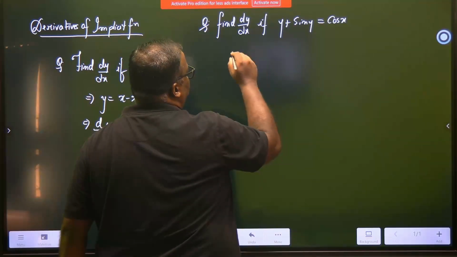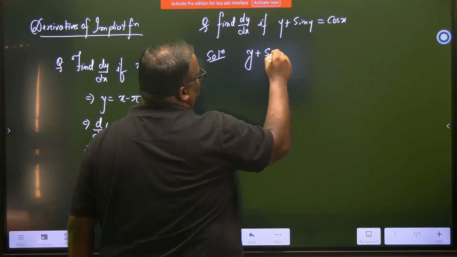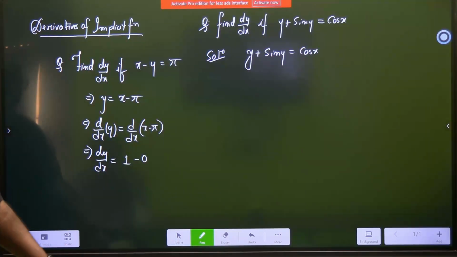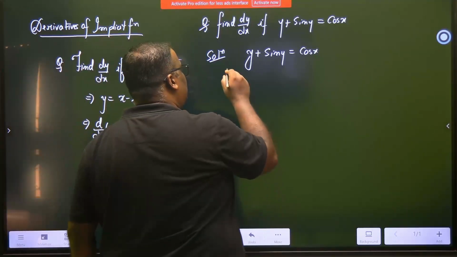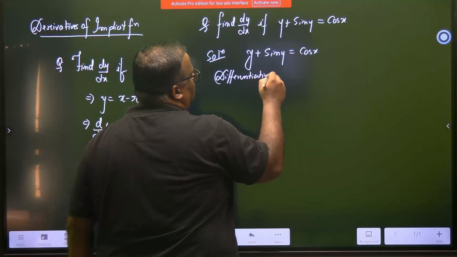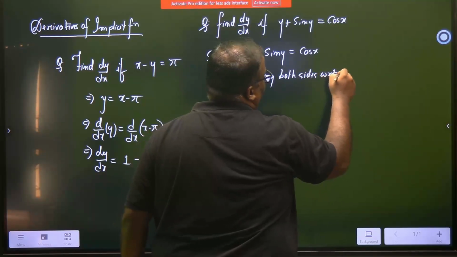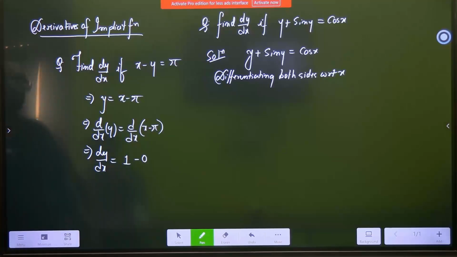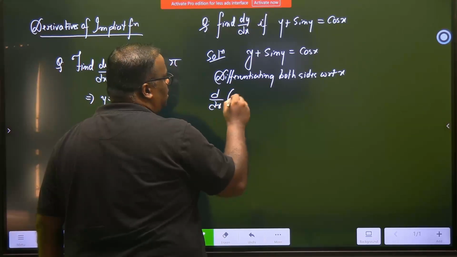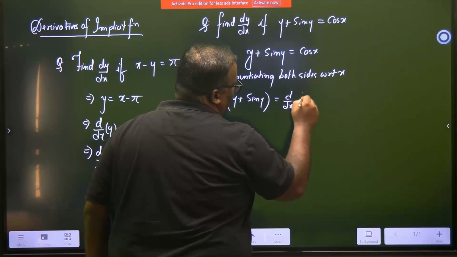So our solution would be, and your knowledge of chain rule will also be used: y plus sin y is equal to cos x. Did you understand this step? Same thing. Now we write, differentiating both sides with respect to x. I'm doing baby steps so that you understand. d/dx of (y plus sin y) is equal to d/dx of cos x.